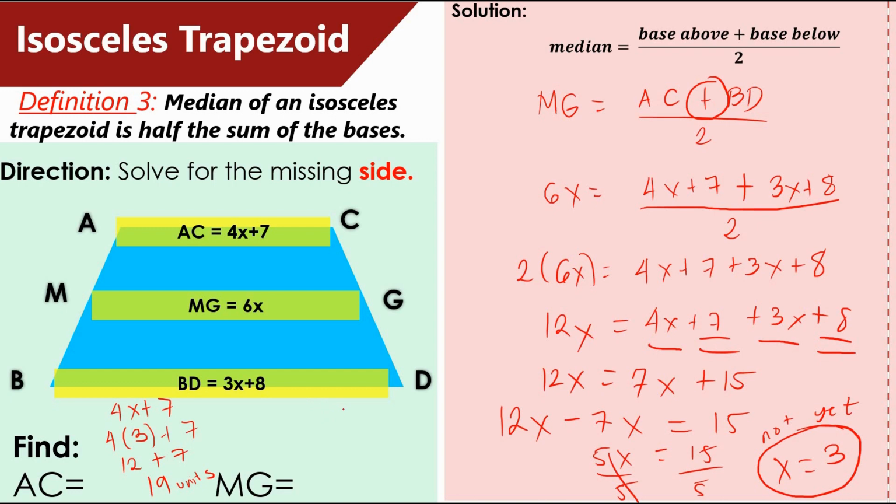For mg, the given is equal to 6x. And then substitute. So 6 times the measurement of x, or the value of x, which is equal to 3. And then get the product. So 6 times 3 is 18. That will mean the measurement of mg is equal to 18 units. Notice that the measurement of the two is not equal to each other because definition number 3 is not all about the congruency of or equal parts.